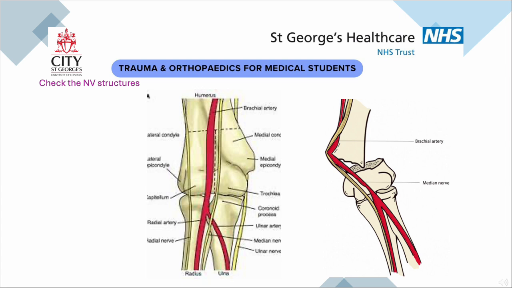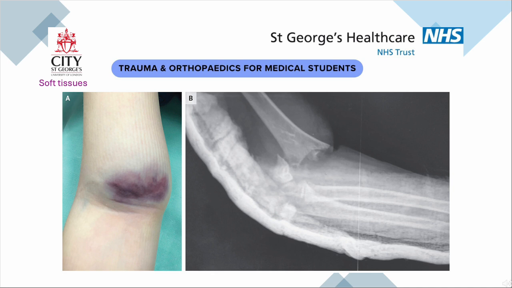If there's no pulse there, you need to check their perfusion to see what their capillary refill is, and always check the median, radial and ulnar nerves. And it's imperative to have this documented pre-operatively so that you know post-operatively what their status was, particularly if they have a deficit post-operatively. It's good to know what was present before surgery.